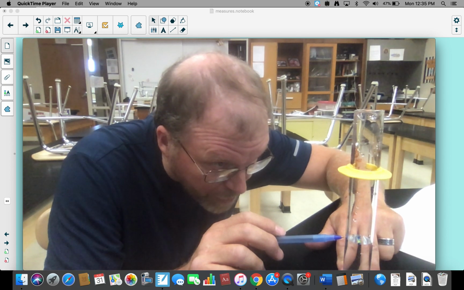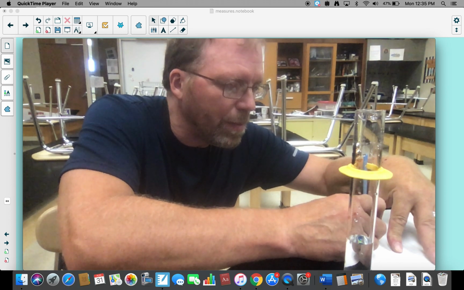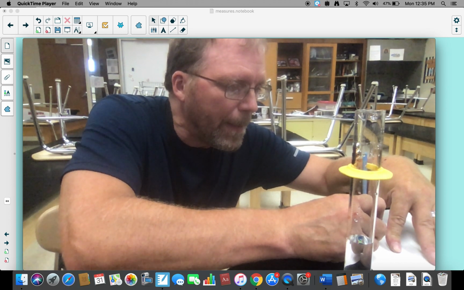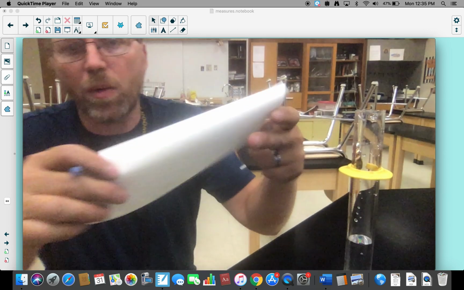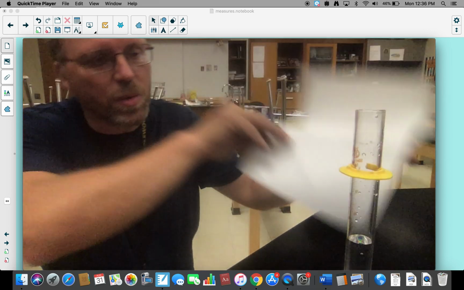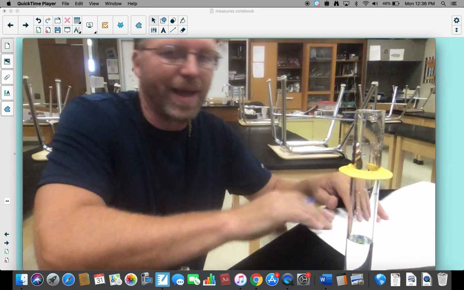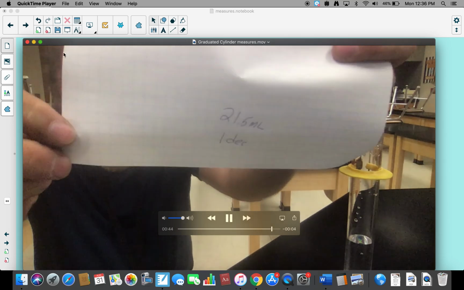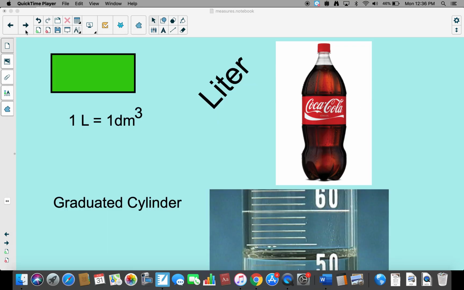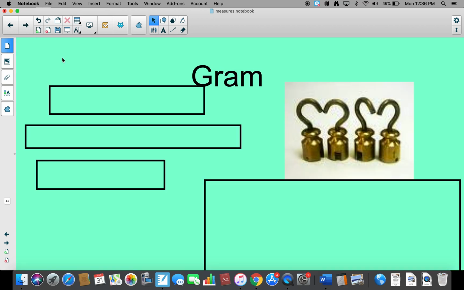So what we're going to do is go down at eye level, and each one of those is 1, so it's a decimal. It's about half here. So this would be 21.5 milliliters. So that's how you measure it. Always with a graduated cylinder, it's 1 decimal. All right, very good. Now, next, we're looking at a gram, as we already saw. Okay, a gram.